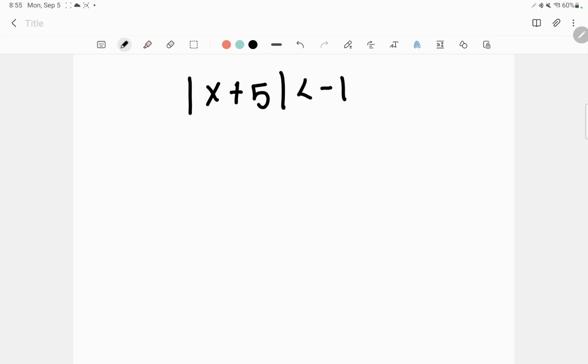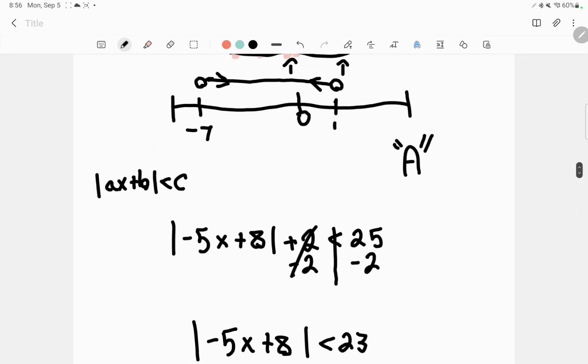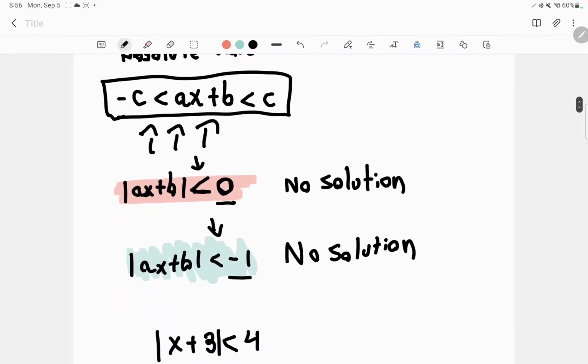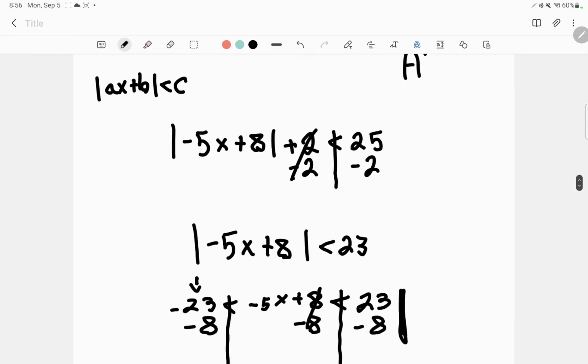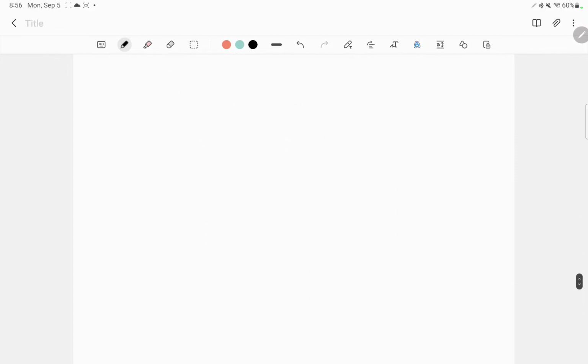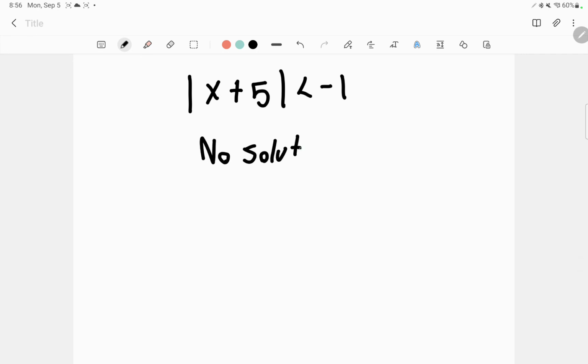Okay, now that you're back, look at this problem. If you remember what we mentioned at the very beginning, your number in front, whenever you have this type of problem, cannot be 0 or negative 1. So guess what? This problem right here is no solution. And we're done. That's it.